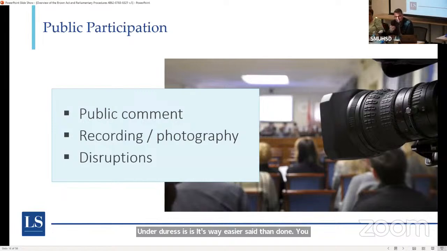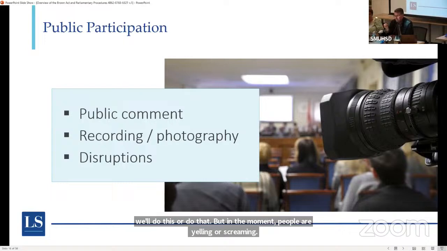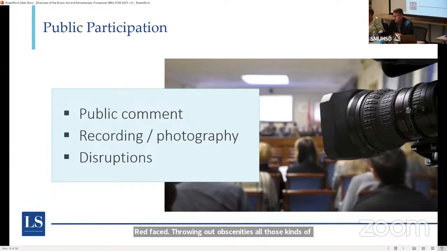The saying of it in a calm space like this, yeah, we'll do this or do that. But in the moment when people are yelling or screaming, red-faced, throwing out obscenities, all those kinds of things, very, very challenging. And I do want to commend this board. They handled it very well. And it was scary and challenging. And we, meaning the governing board, took it face on and persevered through it.